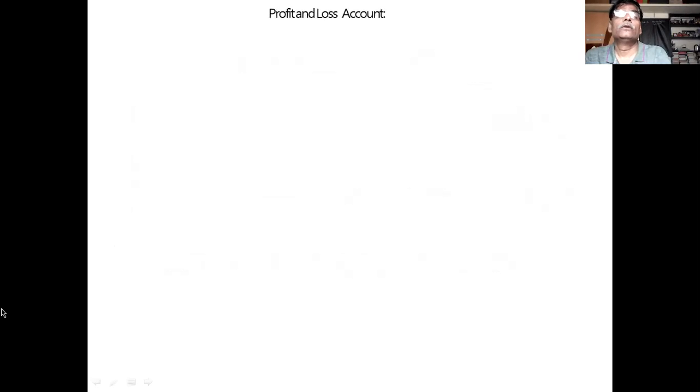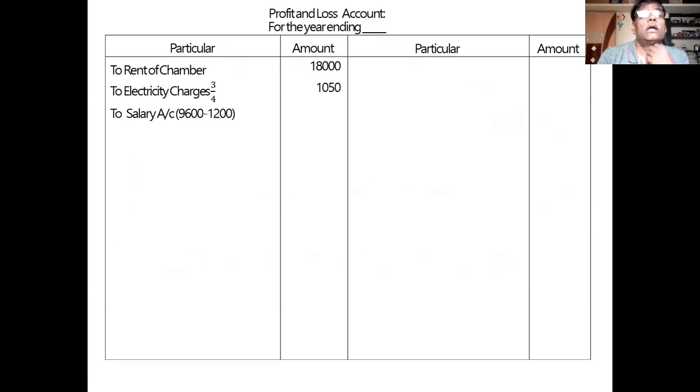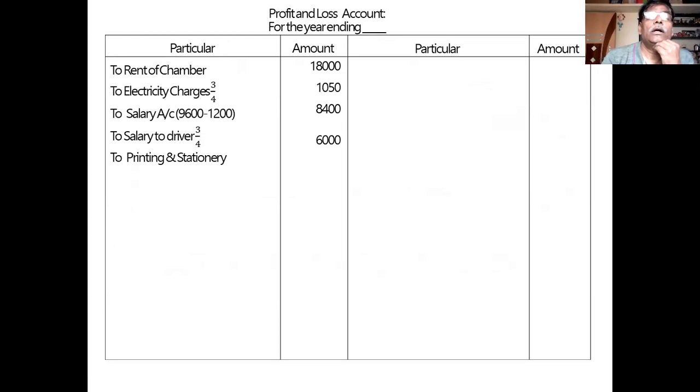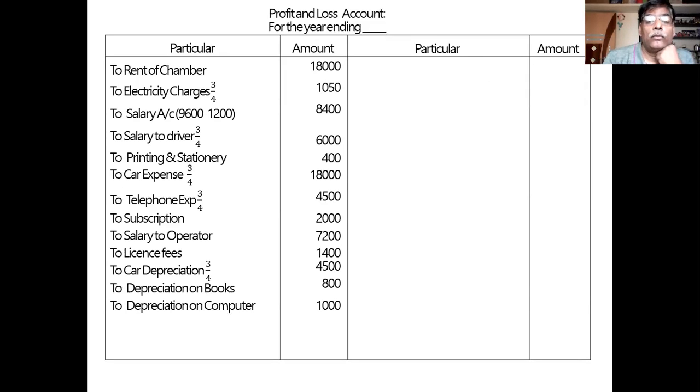This is the point you see here. This is the income P&L account for the year ending. Rent of chamber, expense, electricity 3/4, salary 9,600 minus 1,200 not related. Okay, salary 3/4, printing and stationery, then car expense 3/4, telephone expense 3/4, subscription, then salary to operator, then license fees, then car depreciation 3/4, depreciation of books, depreciation on computer.